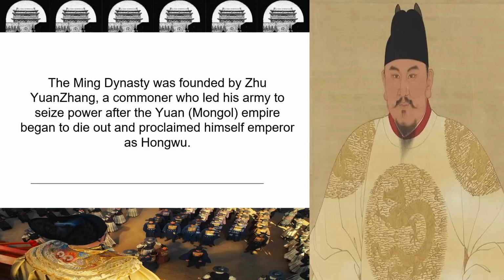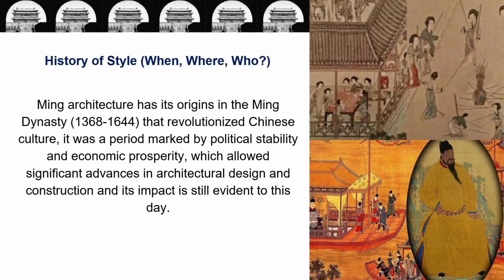Let's go over the history of Ming architecture. So the name comes from the Ming Dynasty that was founded by Zhu Yuanzhang, a commander who seized power after the Yuan Dynasty weakened, and it was later followed by the Qing Dynasty. Ming architecture emerged during the Ming Dynasty, which lasted between 1368 and 1644, a time of political stability and economic growth that enabled advancements in architectural design.